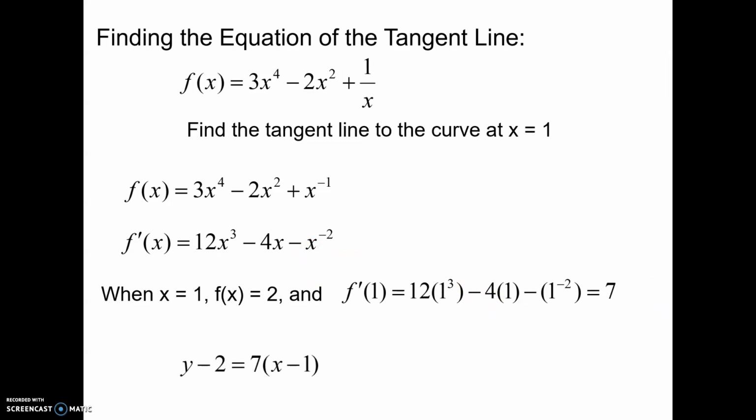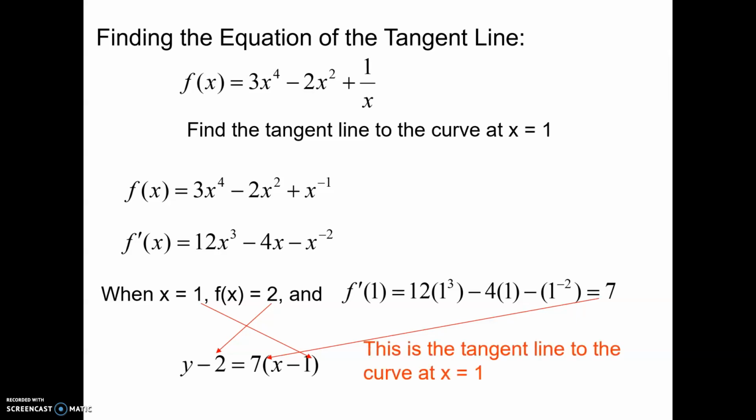So now I know that here's my equation of the tangent line to the curve. y minus 2 equals 7 times x minus 1, or y equals 7 times x minus 1 plus 2. Notice I'm putting each one of these values into my equation to get my equation of the tangent line to the curve. This is the tangent line to the curve at x equals 1.